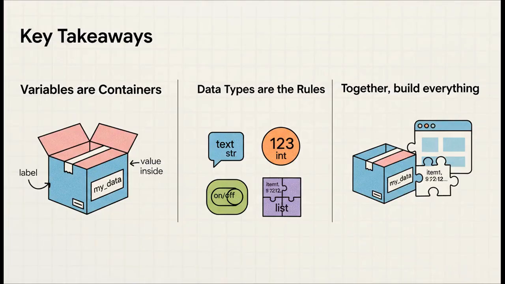So, let's just do a quick final recap. The big takeaways are: 1. Variables are just labeled boxes for holding data. 2. Data types are the rules for what kind of stuff, text, numbers, booleans, lists, can go in those boxes. And 3. These two simple concepts are the building blocks for absolutely all software.